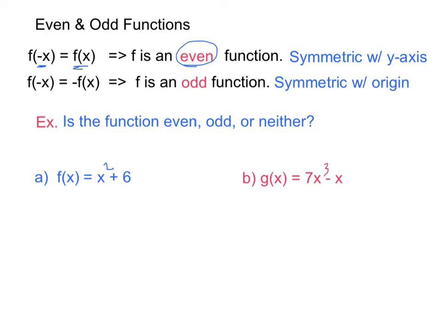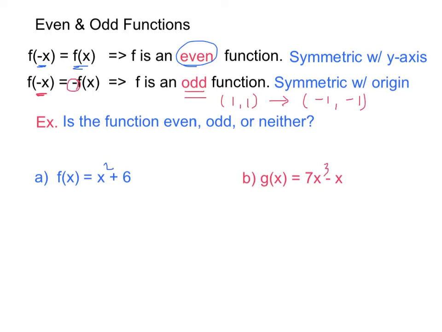If I evaluate f of -x and I get the opposite of what I started with, that indicates that the function is odd, and the symmetry is with the origin, meaning if I were to have the point (1, 1), then I would also have the point (-1, -1). It's symmetric with the origin. I put in the opposite x, I get the opposite y.